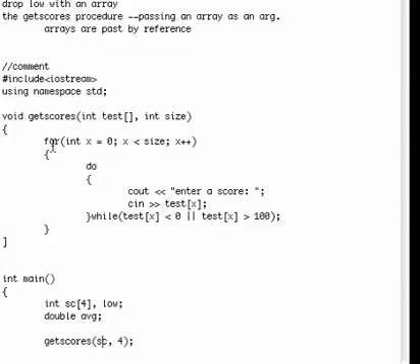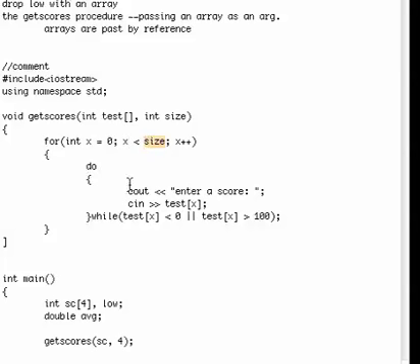Now I've got a for loop. X is 0, X is less than size. Where did size come from? The size of the array, 4, was sent here to this parameter, size, and I'm using size right here in the for loop. X is 0, 0 is less than 4.